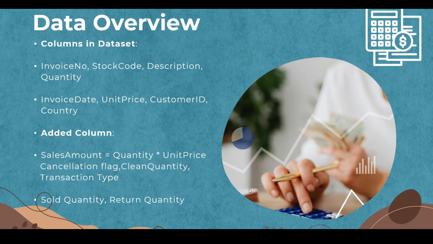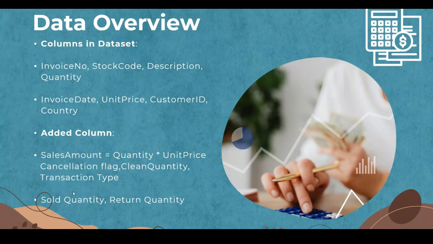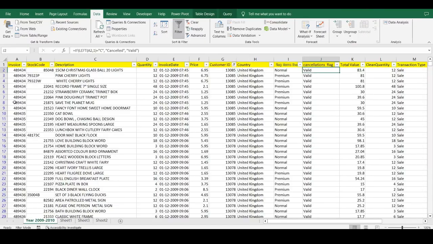Data overview. The data overview is what you look at whenever you get raw data: what does the data consist of? These are the columns, and we have also added additional columns as well. I'll tell you everything in the Excel sheet as well. Then only you will understand what the data consists of.